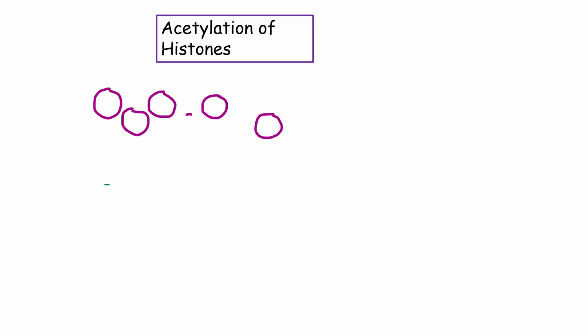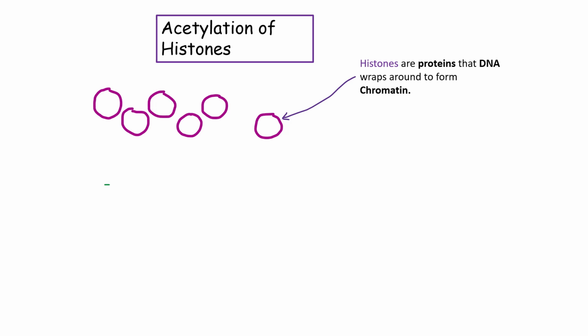Acetylation of histones. Let's get to the marks, guys. Histones are proteins that DNA wraps around to form chromatin. These purple circles I've drawn are the histones. Now, these pink threads I'm drawing are the DNA, and this wraps around those purple circles to form something called chromatin. So, if we take DNA and histones, bind them together, we make chromatin.